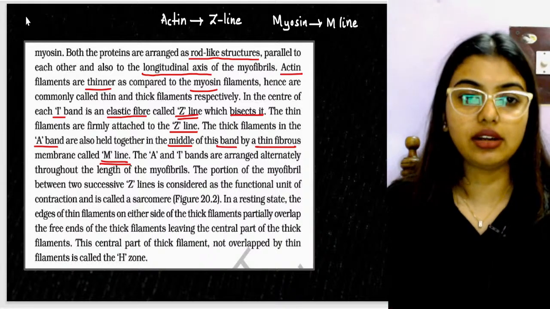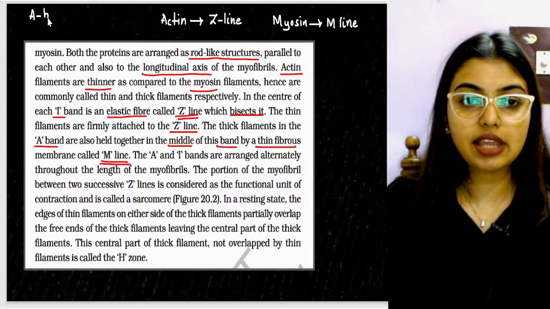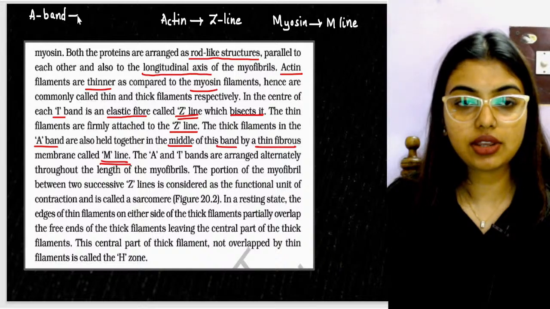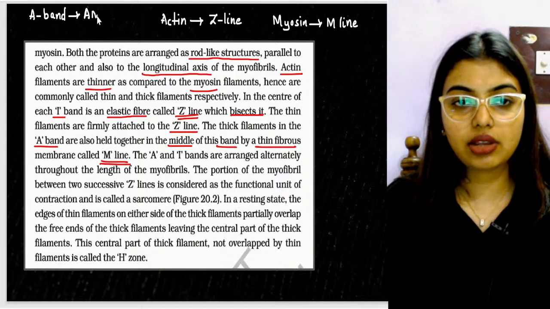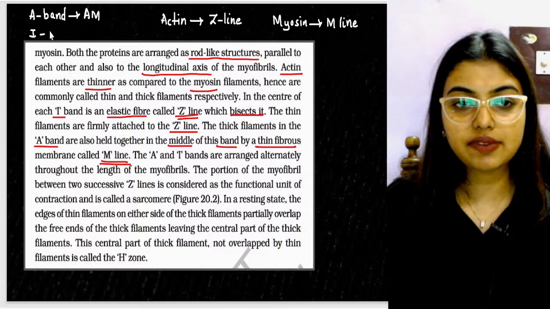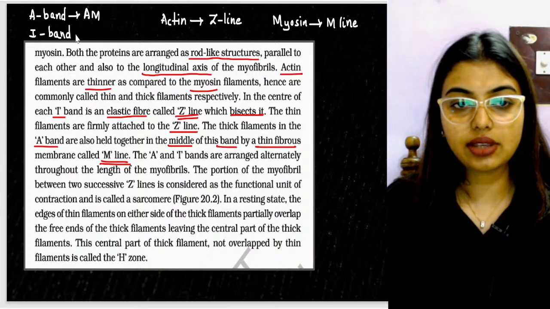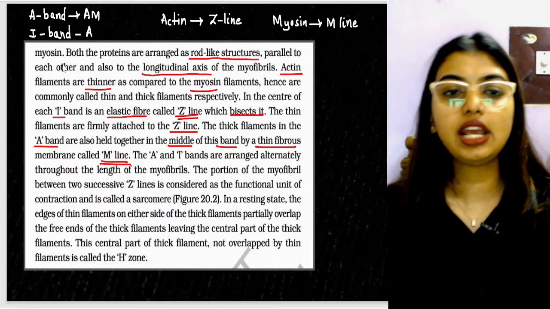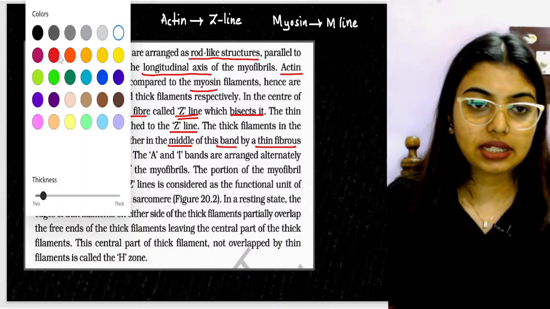So far this is clear. Then the A band is where both actin and myosin are there. The I band is where only actin is present. Got it? Now let's go back to the paragraph.